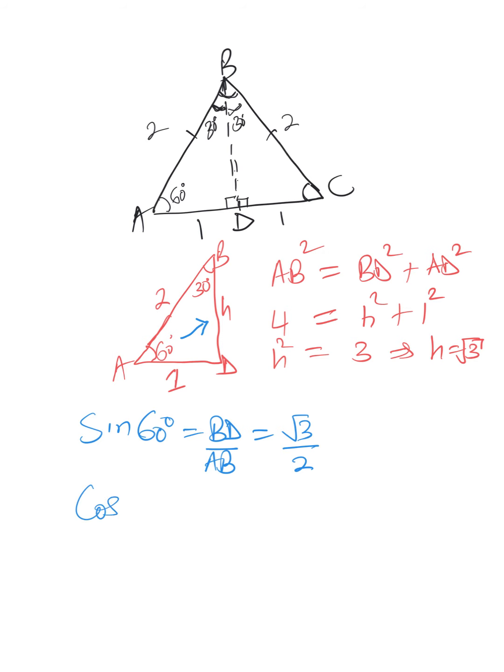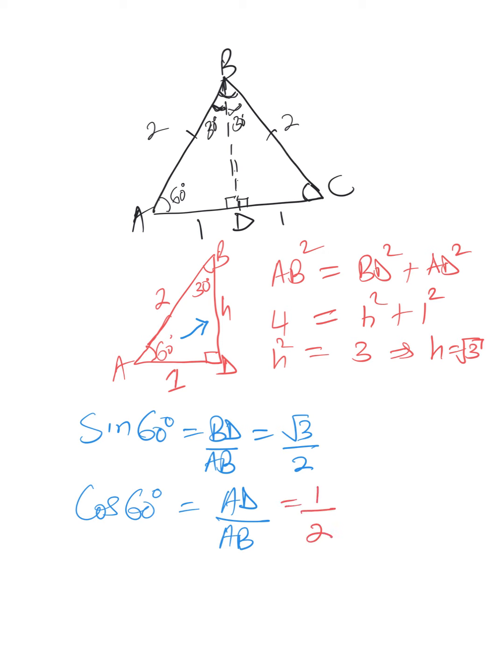So the cosine of 60 degrees is going to be the adjacent over the hypotenuse. Adjacent to 60 is the side AD, divided by AB. What you have to know about the adjacent is that it meets the opposite at 90 degrees, and the adjacent meets the hypotenuse at the angle under consideration. So adjacent is AD, which is 1, and the hypotenuse is 2.